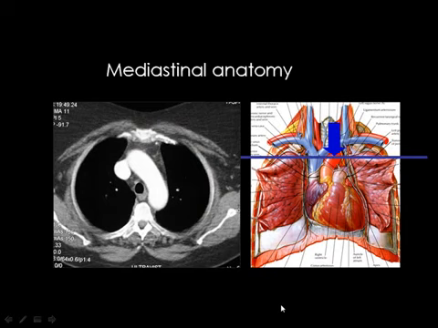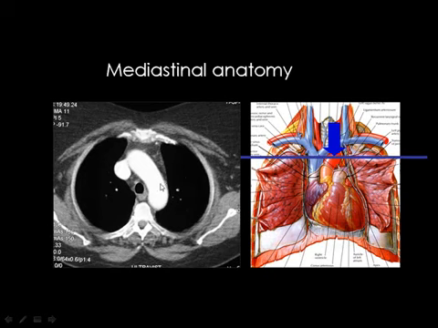Now let's look at the chest. In the chest, we have two sections, the mediastinal section and the lung section. At first, we look at the mediastinal anatomy. We have an anatomic landmark in the mediastinal anatomy and an anatomic landmark in the lung anatomy. The anatomic landmark in the mediastinal anatomy is the arch of the aorta, which is known as the banana by most of the chest physicians. The chest physicians usually call this the banana.